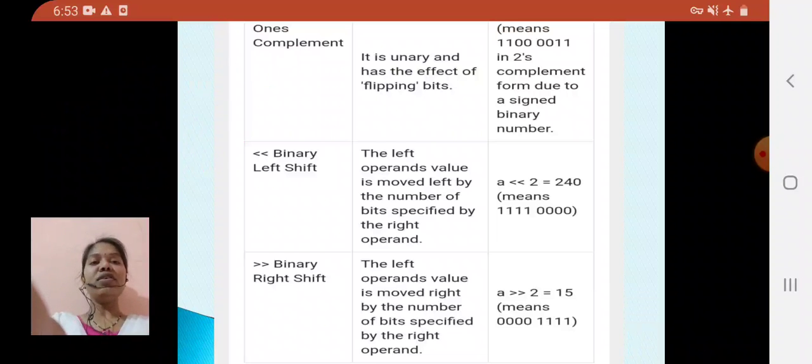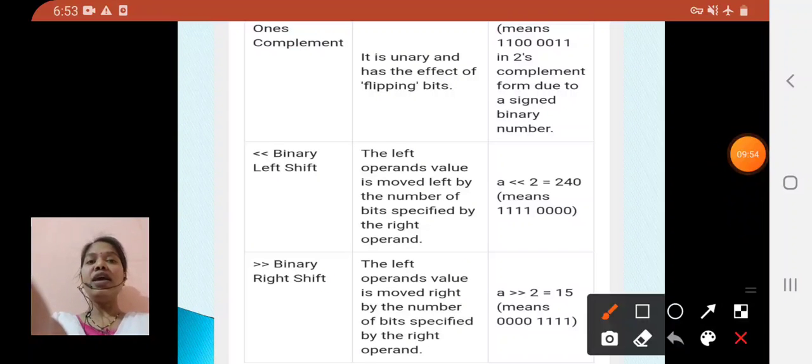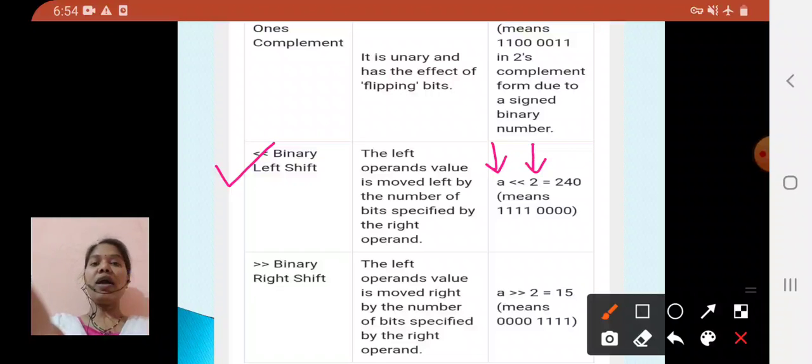Okay, next and very important is the binary left shift operation. Okay, the left shift operand value is moved to the left by the number of bits specified by the right operand. Okay, so this is your right operand and this is your left operand. So if you apply the left shift here, it will shift the bits to the left, move to the left by the specified number. So the number specified on the right side, that many bits you have to move left. So that is the purpose of the left shift operator. So see how it will work.